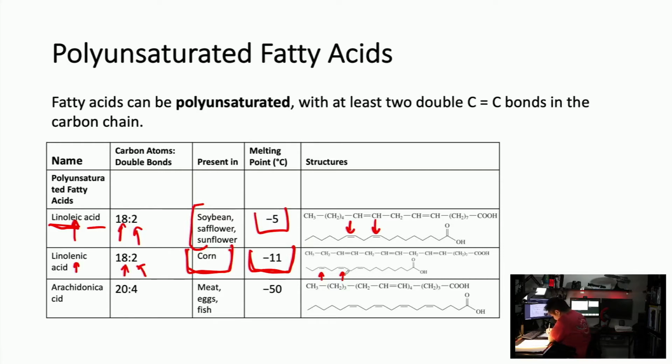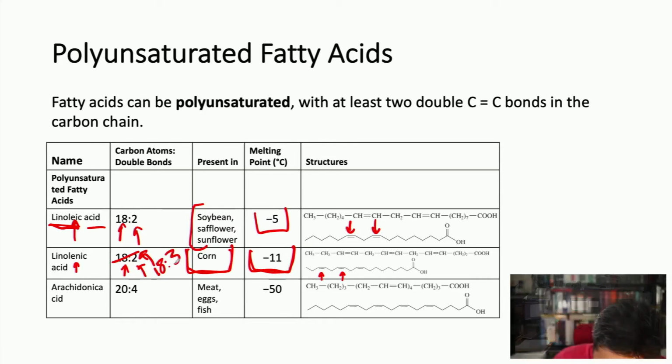Huh. That's a typo right there. That should be 3. Yeah, so that's a typo. That should say 18:3. Correct that in your notes, because there's actually 3 double bonds. That's really weird. Yeah, 3 double bonds.